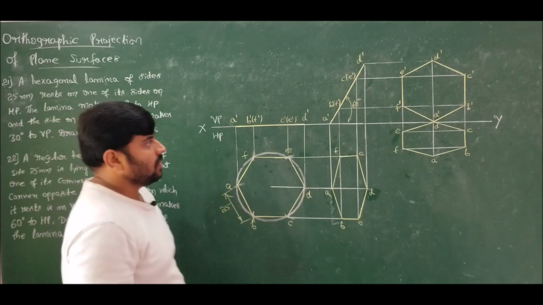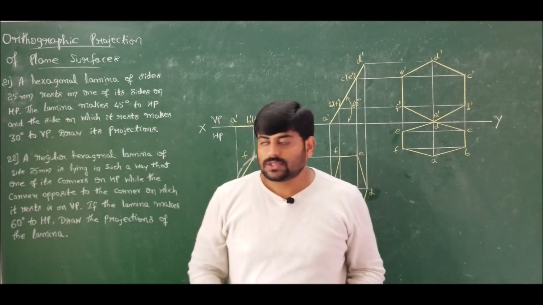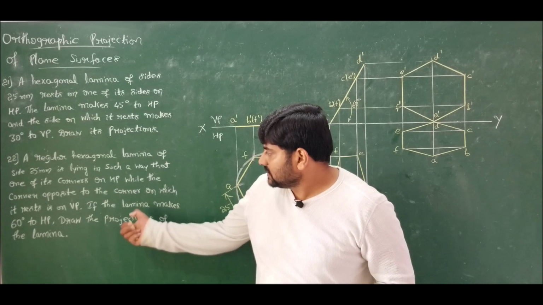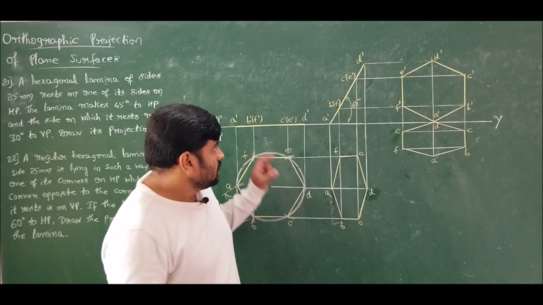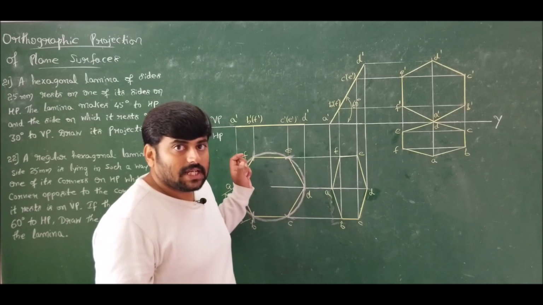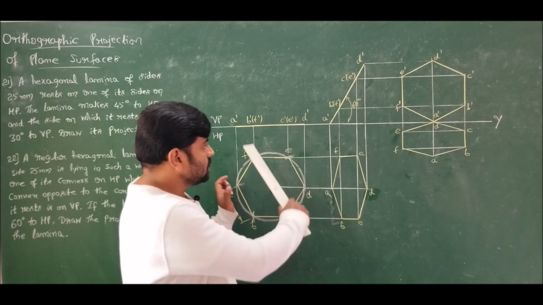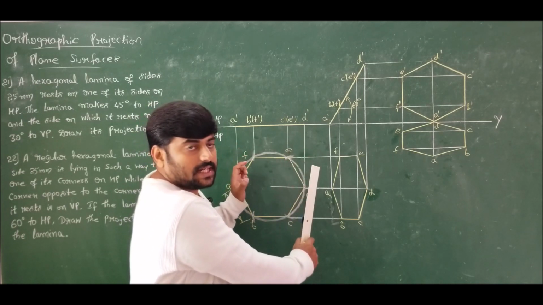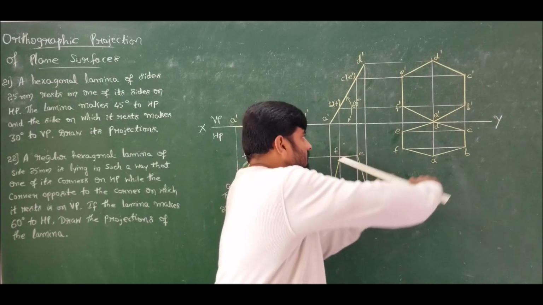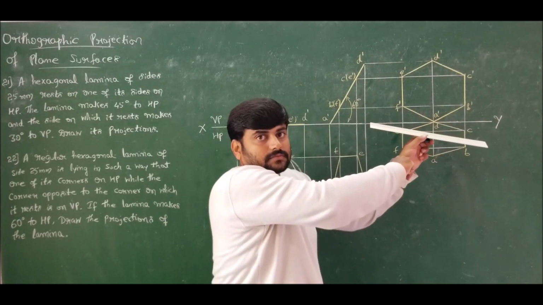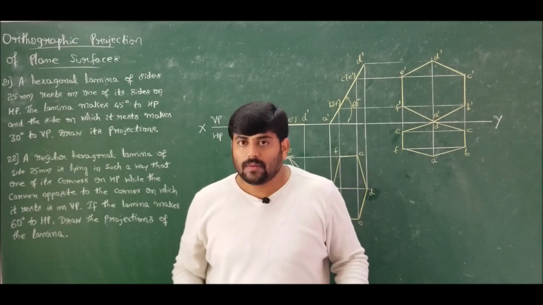So this is the solution for problem number 22. So this is how we should solve when it is given that the corner opposite to the corner touches VP. He can also state that the lamina rests on one of its edges, and the edge opposite the resting edge touches VP. So in such cases I should draw it by taking the edge on either side, repeat the same procedure in the second position, and the edge opposite the resting edge should touch VP. So like that you can also frame the question.